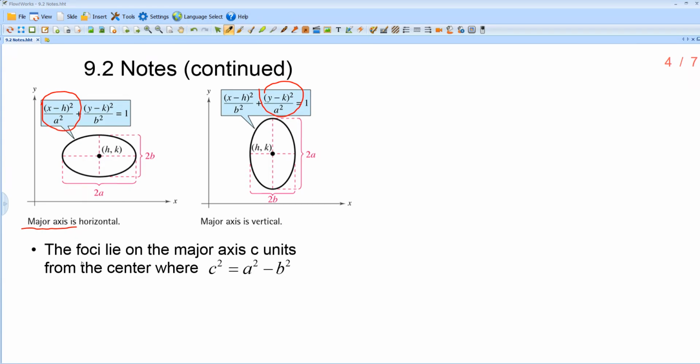The foci lie on the major axis, so they're always on the major axis, whether or not that's horizontal or vertical. And it's c units from the center. Think of c as still being your focal length. So it's not p like it was with a parabola. It's c for this. And the formula for this is a little bit different.